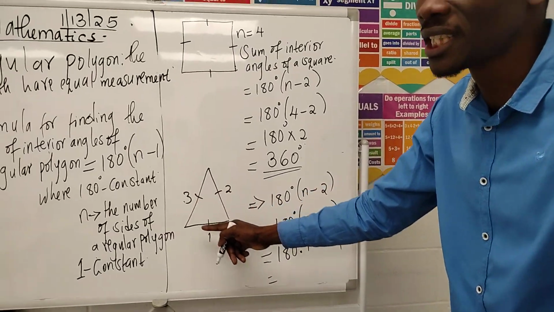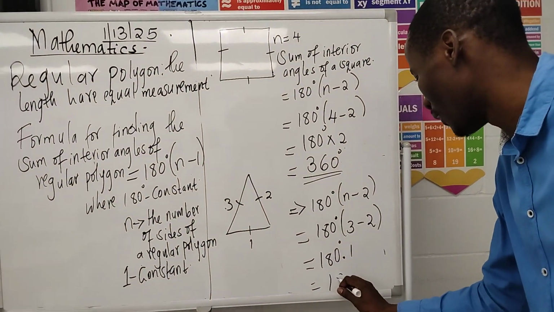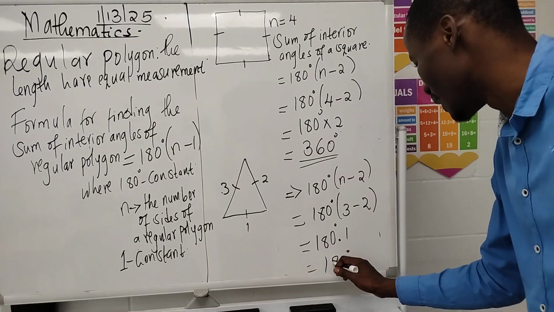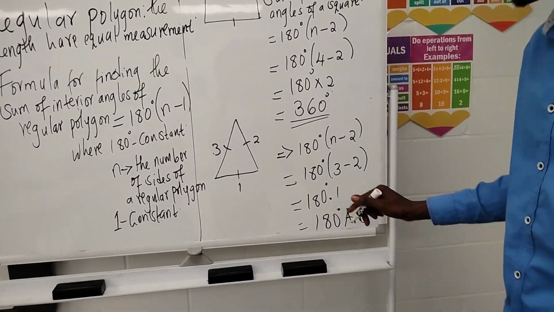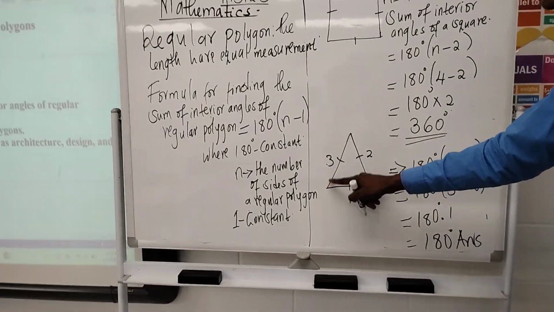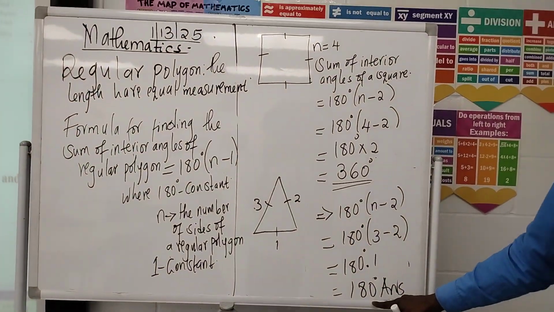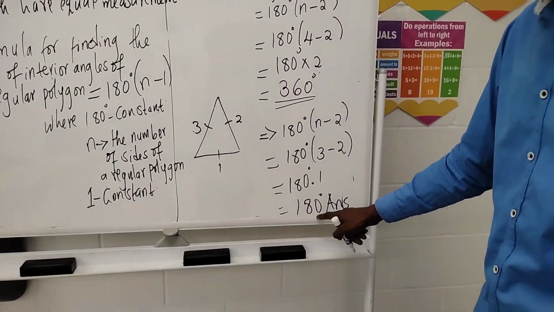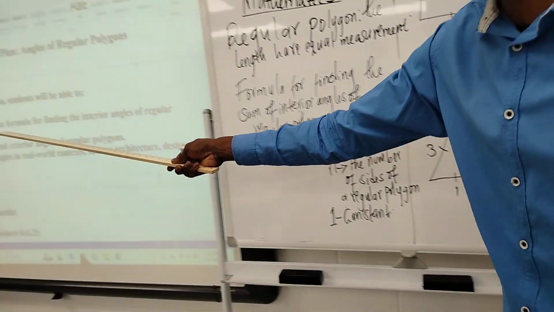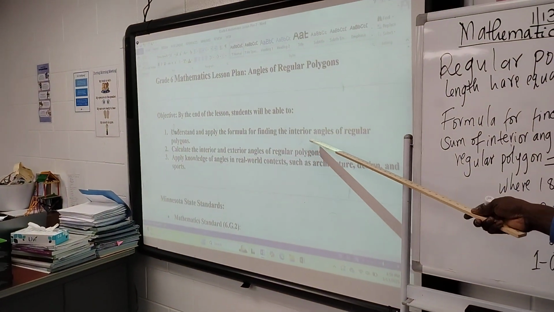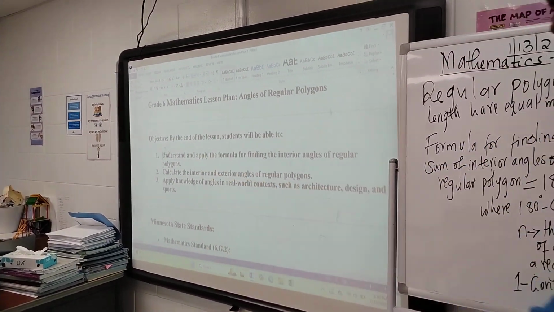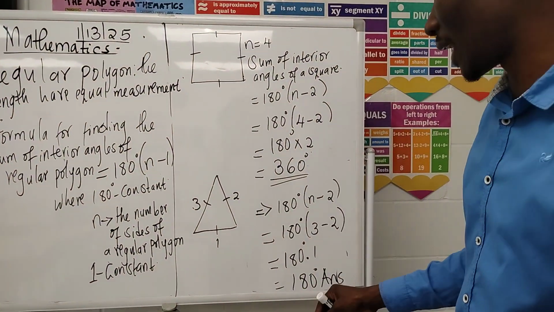The sum of interior angles of a triangle is equivalent to 180 degrees, which is very true. If I add this angle, this angle and this one, I'm supposed to get a sum of what? 180 degrees. So, the first one: understand and apply the formula for finding the interior angles of regular polygons. These are just a few that I've shown you.